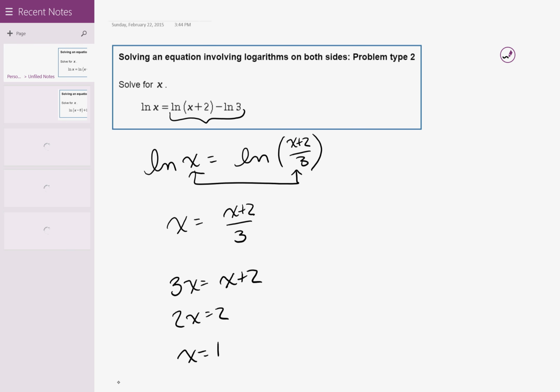And that works for me. That says the ln of 1 is equal to the ln of 3 minus the ln of 3. Well, this is 0, right? A minus A is 0. B minus B is 0. 6 minus 6 is 0. ln 3 minus ln 3 is 0. But also the ln of 1 is 0. Remember, e to the 0 is equal to 1. So that works for us.